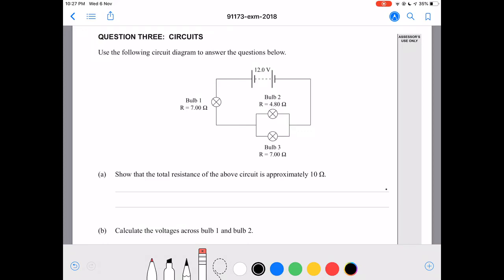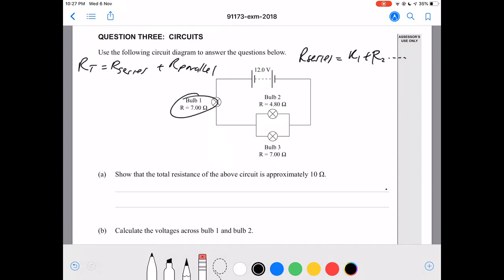For this question, total resistance means the total resistance of the circuit. We know that the total resistance of the circuit is equal to the resistance of the series circuits plus the total resistance of the parallel circuit. R series can be calculated by R1 plus R2, etc. As you can see, bulb 1 is the only component connected in series, so the resistance of the series is equal to 7 ohms.